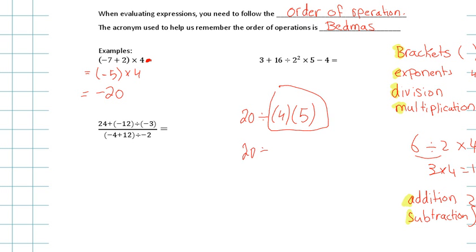Okay? Now, if this was written 20 divided by 4 times 5, you do the division first, because the division is appearing before the multiplication. So you do 20 divided by 4, which is 5, times 5, which is 25. You see the difference in the two answers?